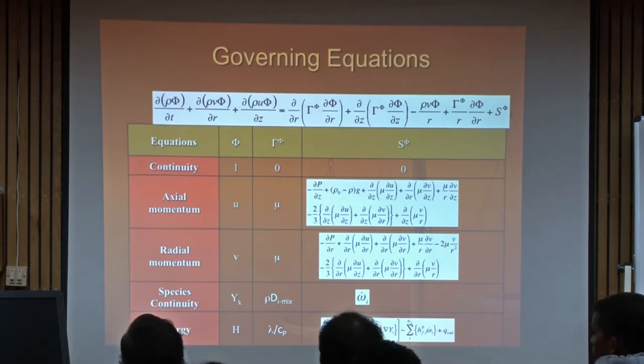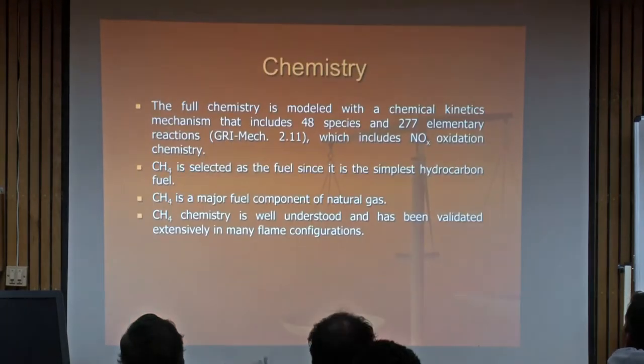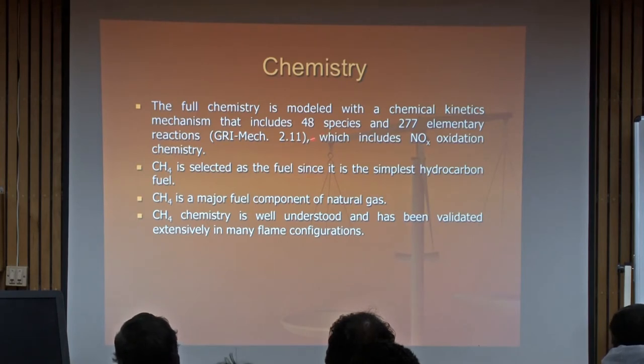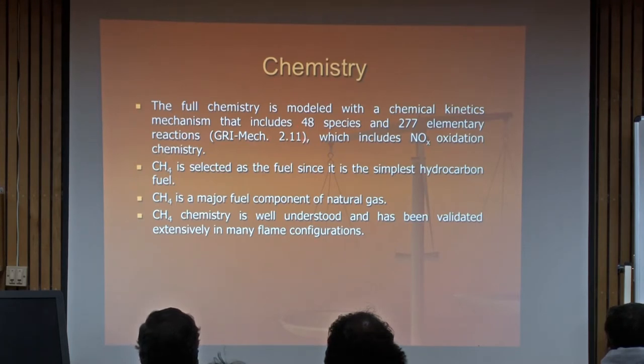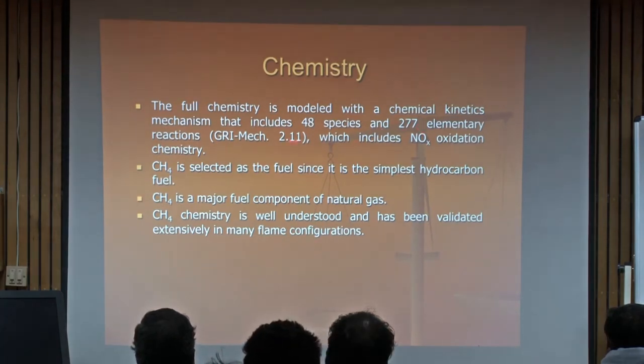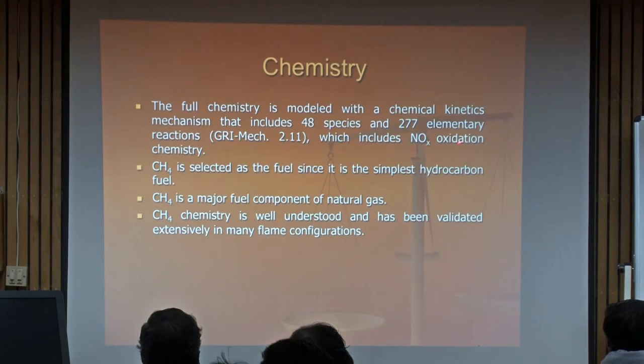all of these numerically. So I'll show some results we have done for different fuels. So this is for methane fuel. And this work is about 10 years old, so we are using this GRI 2.11 mechanism. But we also included the NOx mechanism for this. So it had 48 species and 277 reactions.